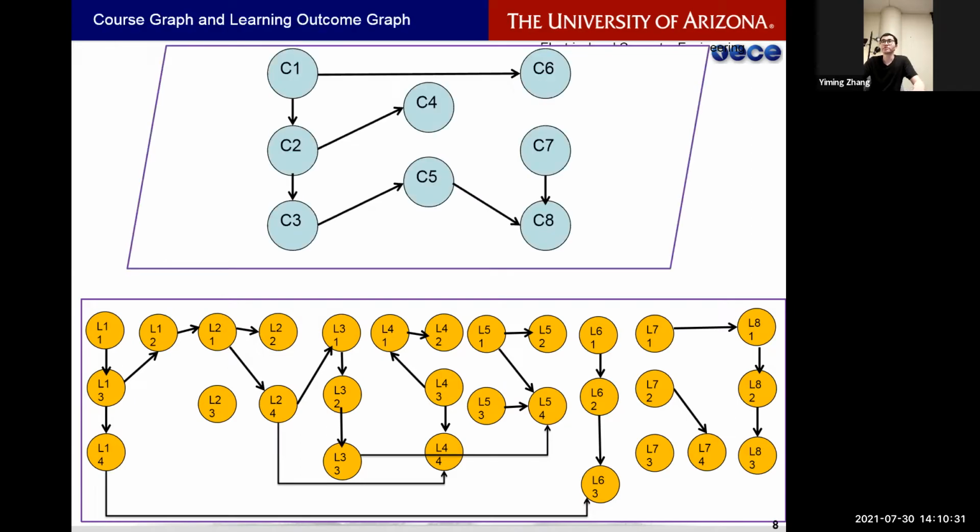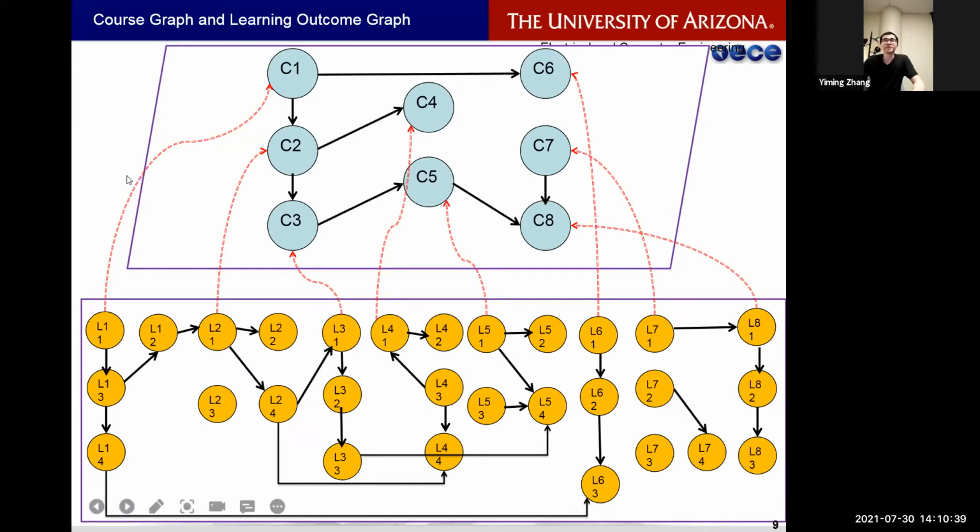So it would be very natural to think about putting them together like this. I think the idea is we can find a way to map the learning outcome graph to the course graph. So the learning outcome graph is an underlying structure of a course graph. In the course graph, each prerequisite we have between a pair of courses means we have one or multiple prerequisites between groups of learning outcomes.